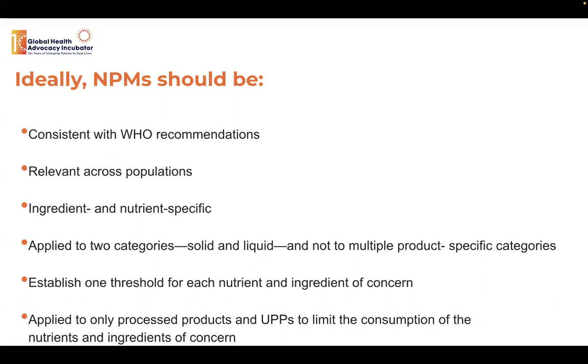Another key component is that only two categories should be applied, solids and liquids, because if we apply more than two categories, it can be really complicated to implement, but also it is easier for the food industry to manipulate and interfere in the design of the nutrient profile model. So that is why we say only two categories, solids and liquids. And then the model should use only one threshold for sodium for solids, and one threshold for liquids.